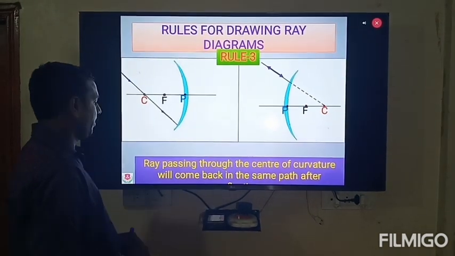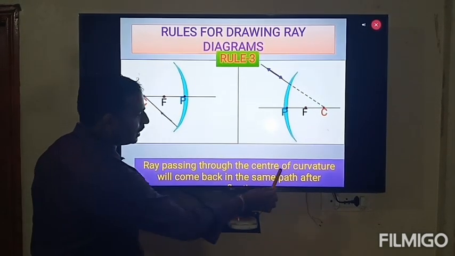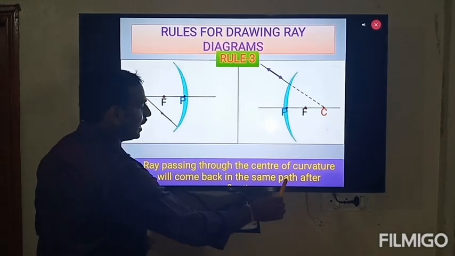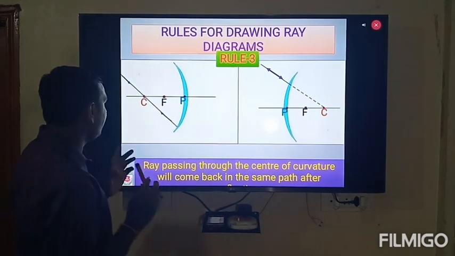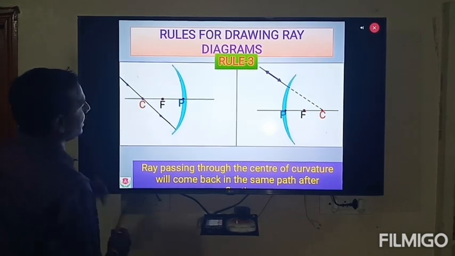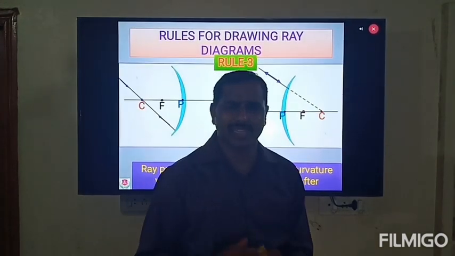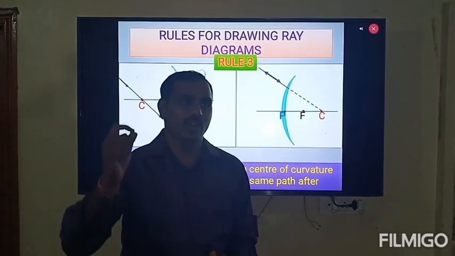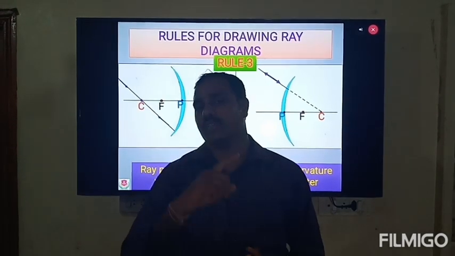What is rule 3? Now I am going to read it once. A ray passing through the center of curvature will come back along the same path after reflection. Here we have a doubt. Why does it come back in the same direction only? We just want to recall our previous knowledge. What did we learn about the center of curvature?